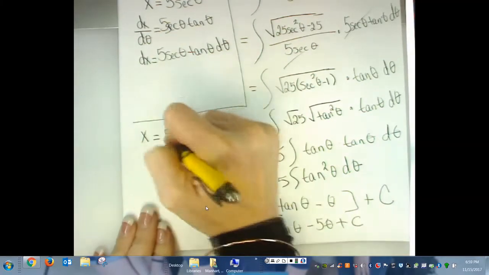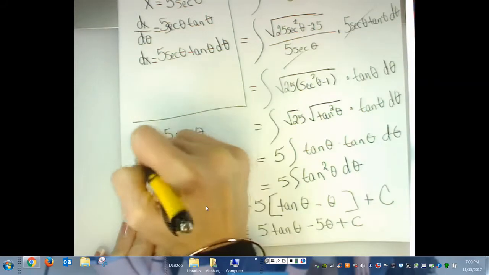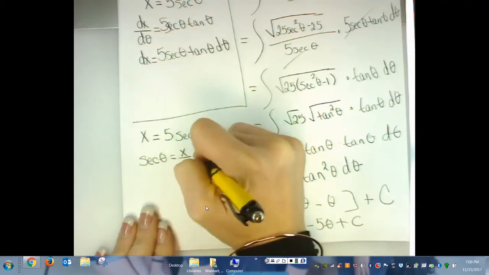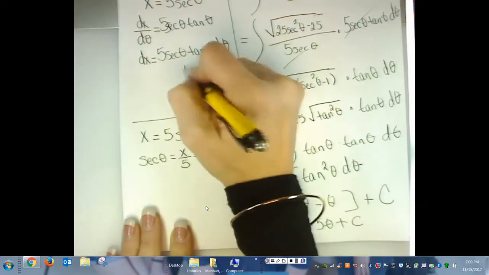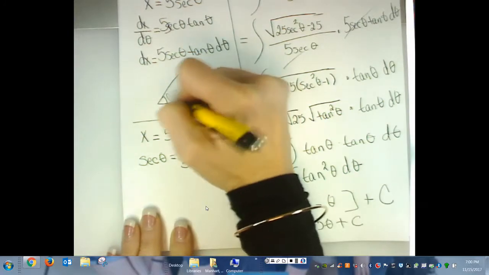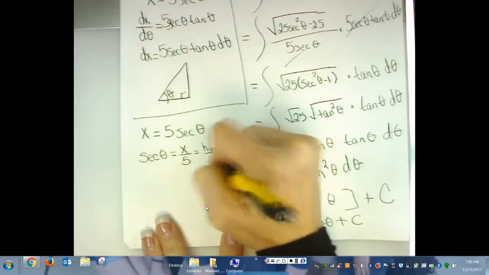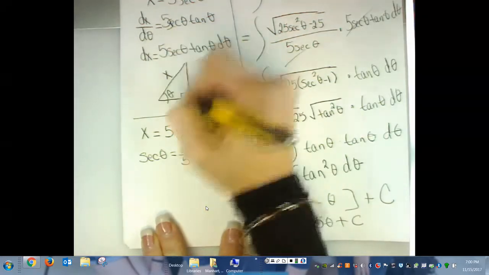It comes from the fact that in the table we let x be 5 secant theta. Therefore, if you solve for secant theta, it's x divided by 5. And secant is 1 over cosine, or in terms of a triangle, secant is hypotenuse divided by adjacent. So my hypotenuse is x and my adjacent is 5.